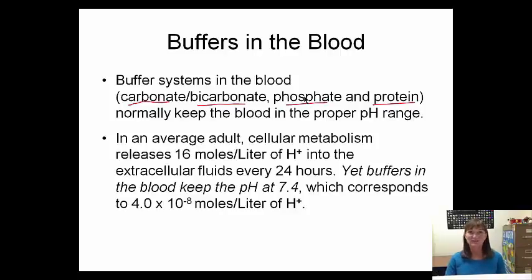In an average adult, cellular metabolism releases about 16 moles per liter of hydrogen ions. That is quite a bit. That's a surprising amount of hydrogen ion that is produced through some of your cellular metabolism. So it's going to push all these hydrogen ions into the extracellular fluid every 24 hours. Yet buffers in the blood keep it at a pH of 7.4. So I don't know if that's as amazing to you as it is to me, but you've got to have a really good buffer that can neutralize that many hydrogen ions in 24 hours.